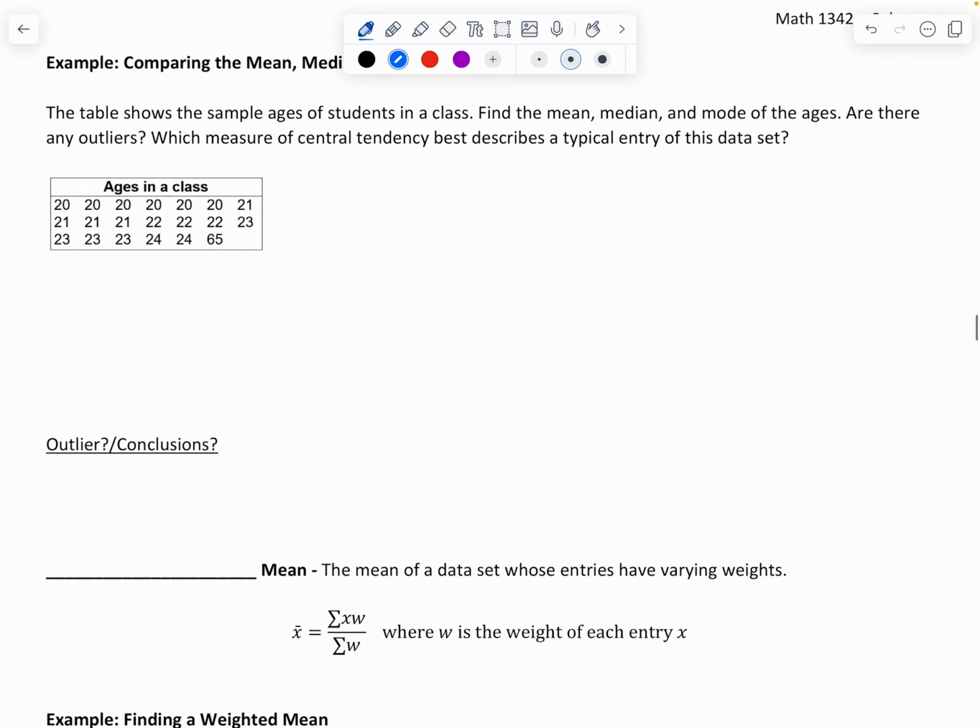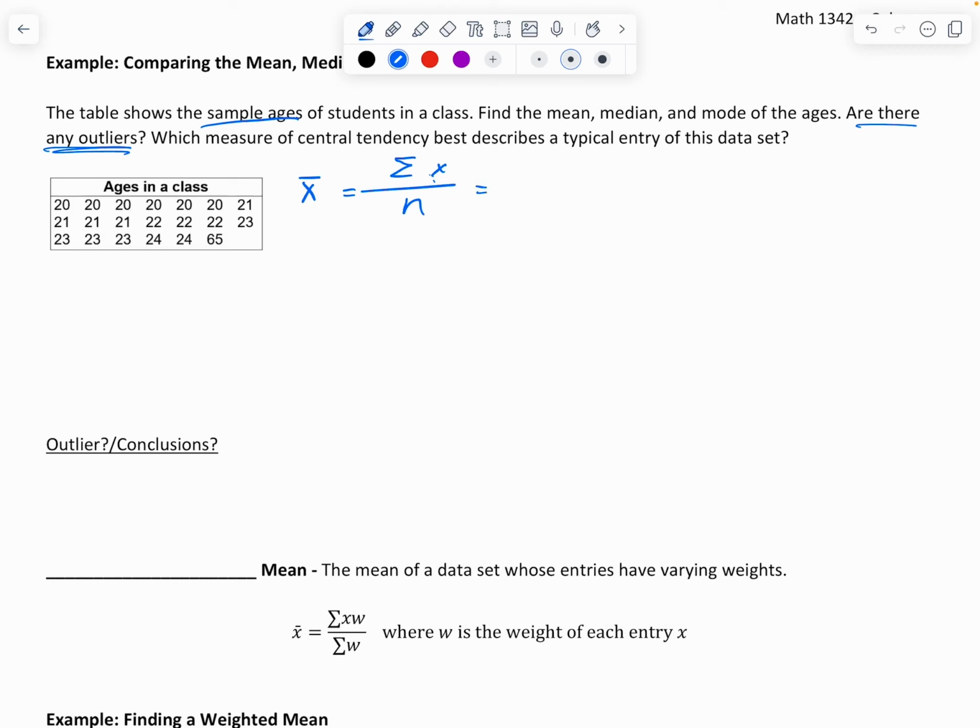All right, the table below shows the average sample age of students in the class. Find the mean, median, and mode of their ages. Are there any outliers? We're going to start talking about what an outlier is, and then which measure of central tendency best describes a typical entry for this data. All right, well, it's a sample. So x bar says to add up all of the numbers and divide by the number that they have.